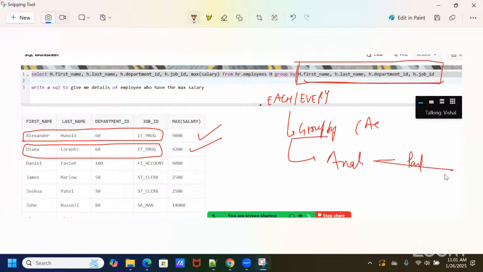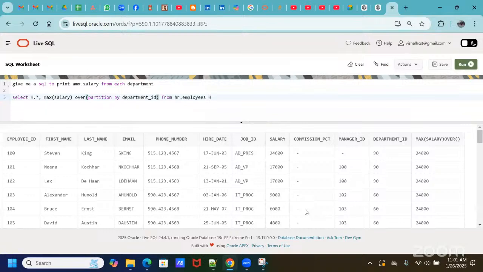So group by and partition by are both the same. Group by works with aggregate, partition by works with analytical. Group by gives you one row per group, analytical gives you one row per row. Partition by is Amitabh Bachchan.